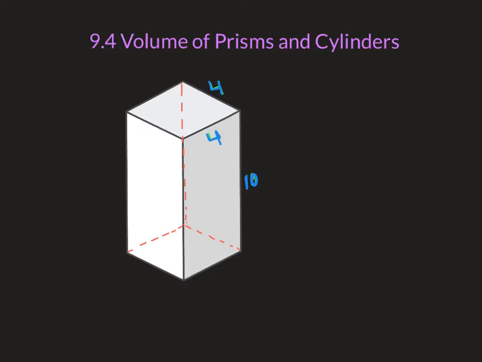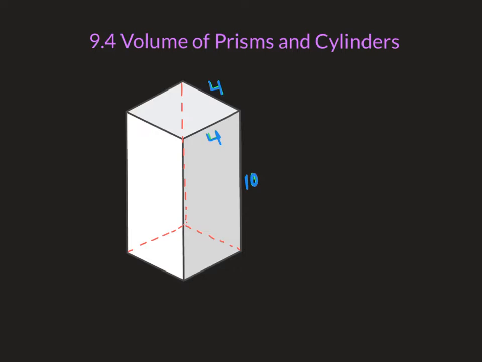So the best way to think about volume is like how much stuff you can put inside of something. If we were going to fill this up with water or sand or whatever, the volume is telling us how much we can fit in something. So we're talking about the inside, whereas with surface area, we were talking about the outside of the shape. Now we're concerned about the inside as well.